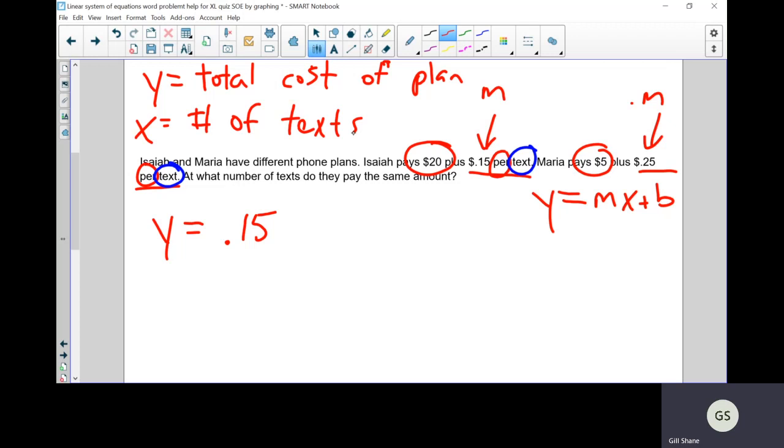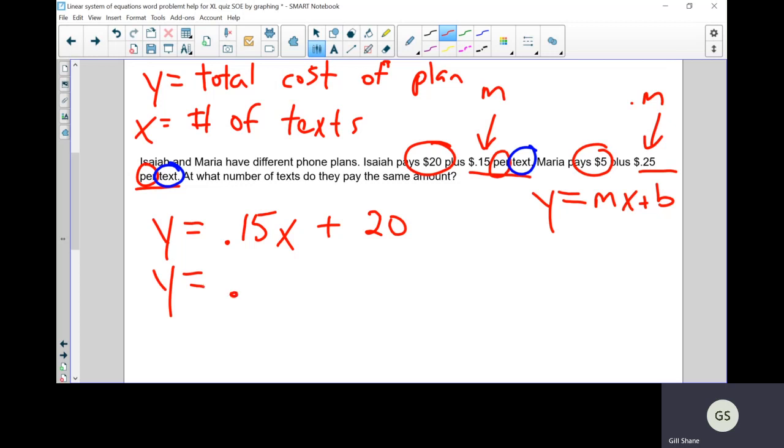All right. So x stands for the number of texts. So I put x in there. So the cost per text times the number of texts is how much money he spends on texts, or she spends on texts. And then we have to add to that his one-time cost, which is $20. So the second one's always pretty easy once you figure out how to do the first one.